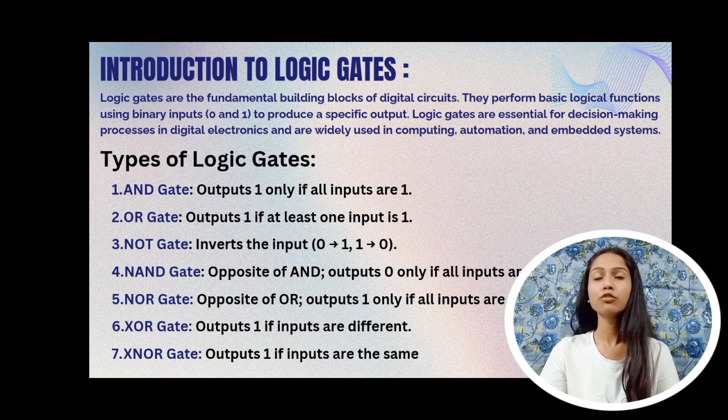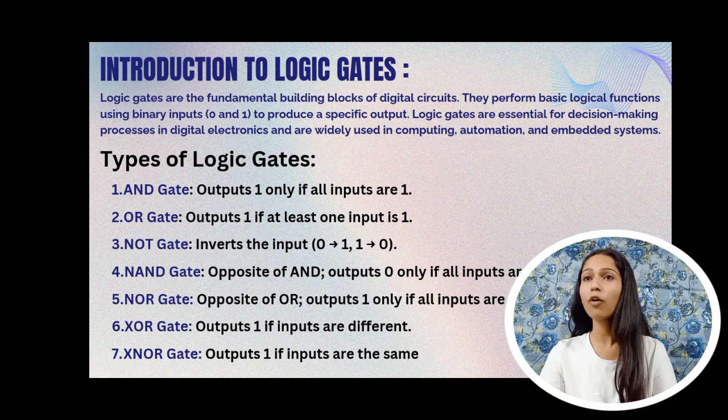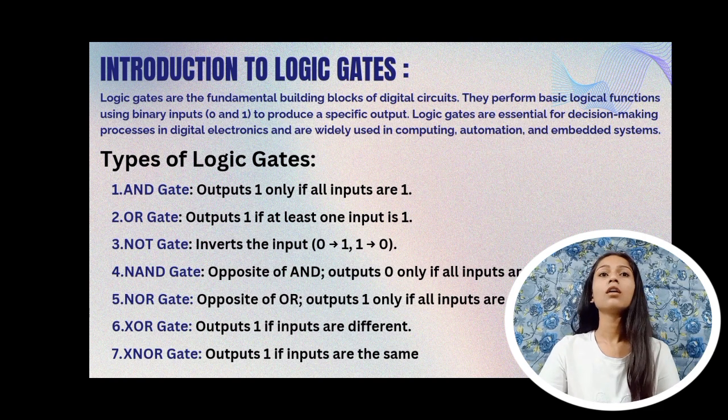Now we have two universal gates, the NAND gate and the NOR gate. The NAND gate is the opposite of the AND gate. The output of a NAND gate is 0 only if all inputs are 1. Then we have the NOR gate, the opposite of the OR gate. The output of a NOR gate is 1 only if all inputs of the NOR gate are at logic 0.